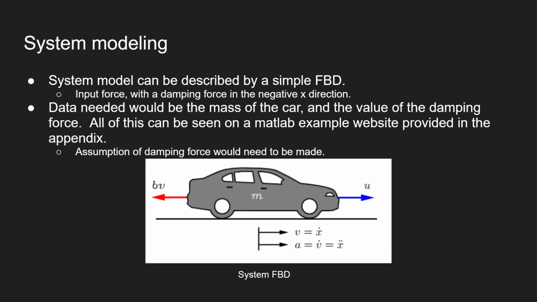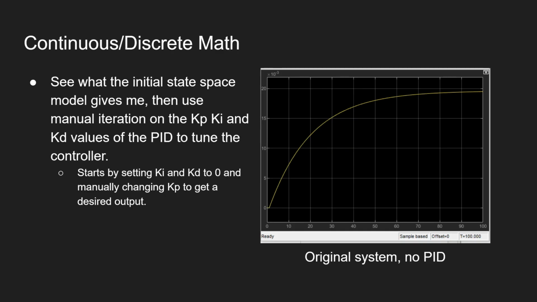Now, any assumptions of the damping force would need to be made, for example, how much wind speed you have, friction of the tires on the road, all that kind of stuff. Right here we can actually see the FBD of the system.